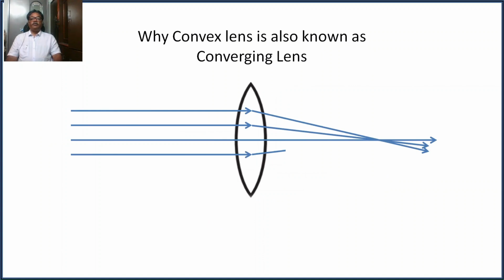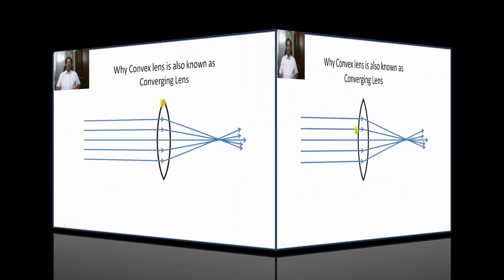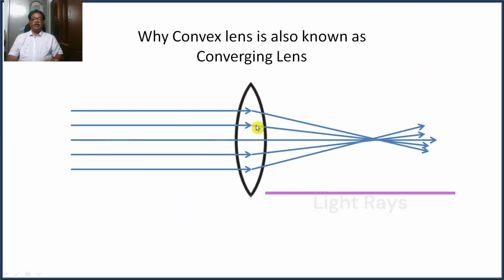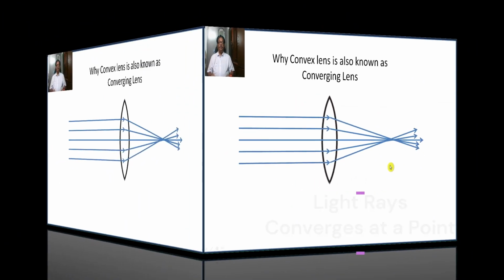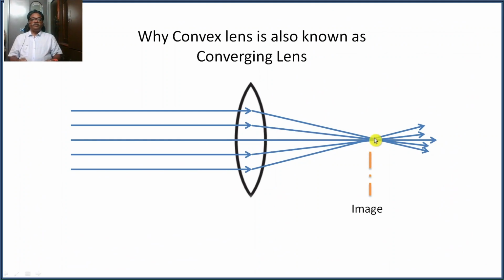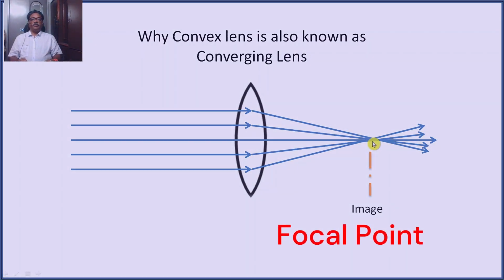Now learn why convex lens is also known as converging lens. Observe the lines. Light rays from a light source fall on the convex lens and intersect at a point. The image is formed where the rays intersect.